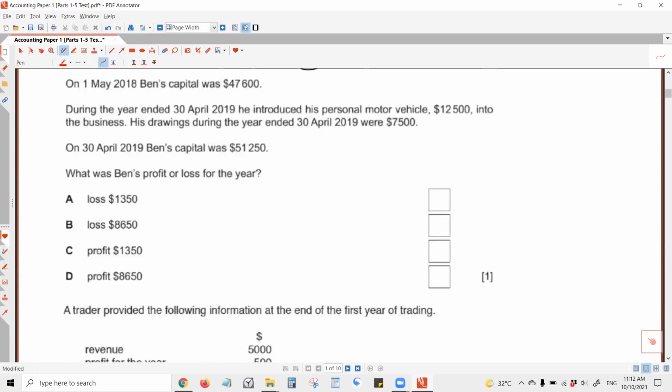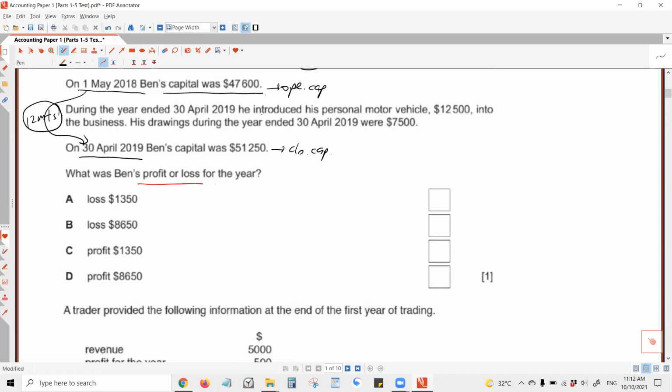Okay, next question is asking you for profit or loss for the year again. This question was not in any part of my materials, so it's kind of fresh to you, but it's the same thing. It tells you that on this day, your capital is 47600. And at the same time, I can see that here is another date. If you compare these two dates, it forms an accounting period because there are 12 months in between. So you call this as opening capital. Okay, and you call this as closing capital.